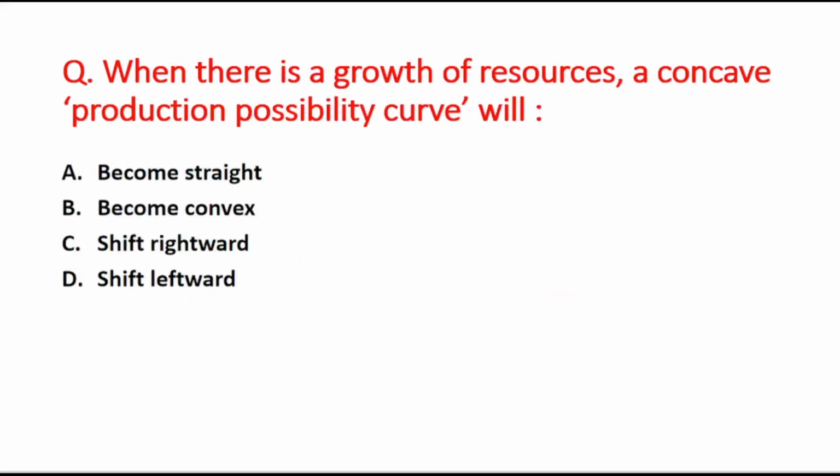Next question is, when there is a growth of resources, a concave production possibility curve will, A option is become straight, B option is become convex, C option is shift rightward direction, and D option is shift leftward. So right answer is option C, that is shift rightward.